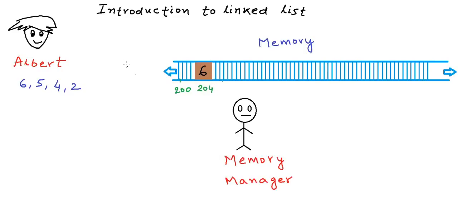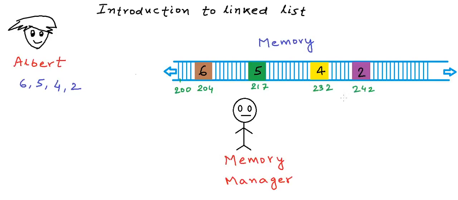Now Albert makes another request, a separate request for number 5. Let's say he gets this block starting address 217 for number 5. Because he makes a separate request, he may or may not get memory adjacent to number 6. Higher probability is that he will not get an adjacent memory location. So similarly, Albert makes separate requests for number 4 and 2. So let's say he gets these 2 blocks at address 232 and 242 respectively for numbers 4 and 2.